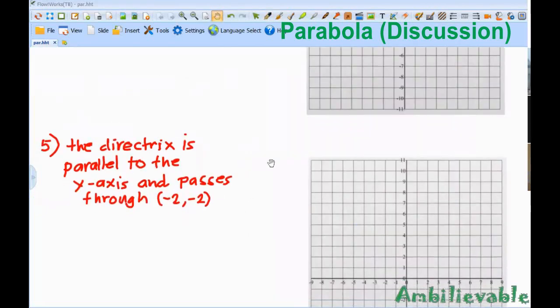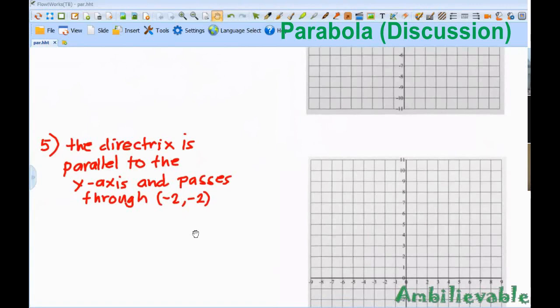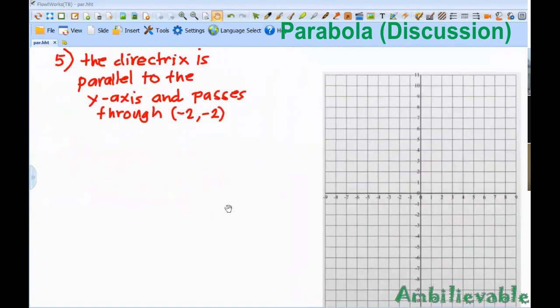The directrix is parallel to the y-axis and passes through (-2, -2). All right. So when the directrix is parallel to the y-axis, it means the parabola either opens to the right or opens to the left. Because the directrix can be here or can also be here. But it passes through (-2, -2) here. So definitely, the parabola opens to the left, right? Because the directrix is actually parallel to the y-axis.